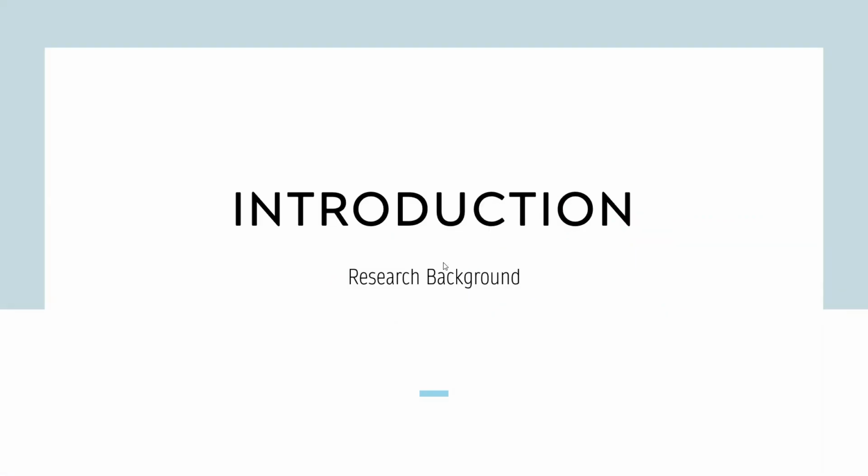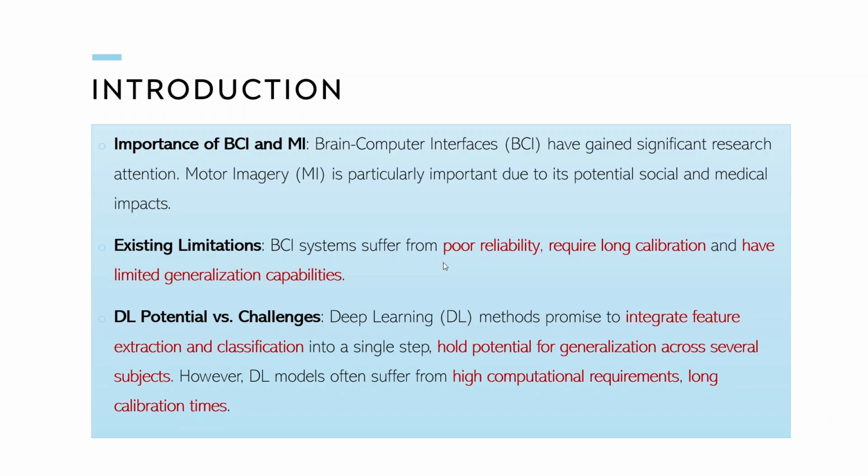Next, I'm going to talk about the research background. Brain-computer interfaces have gained significant research attention. Motor imagery is particularly important due to its potential social and medical impact, such as supporting assistive technology or post-stroke motor rehabilitation. Moreover, deep learning methods promise to integrate feature extraction and classification into a single step. They hold potential for generalization across several subjects by exploiting multi-subject datasets.